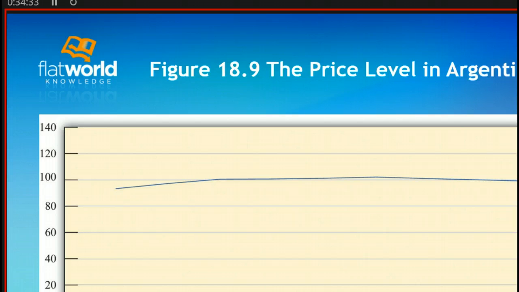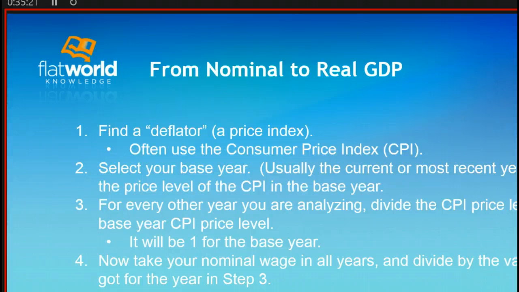Now, how do we move from nominal to real GDP? We have to find a deflator, which is essentially a price index. It can either be the GDP deflator, which is the overall price level, or a particular consumer price index. You find your base year, and you find what the price level of that price index was in your base year. And then for every other year you analyze, you take the GDP and you divide it by the base year's CPI price level.